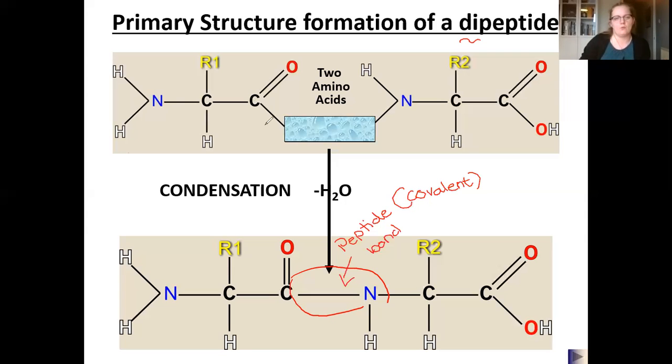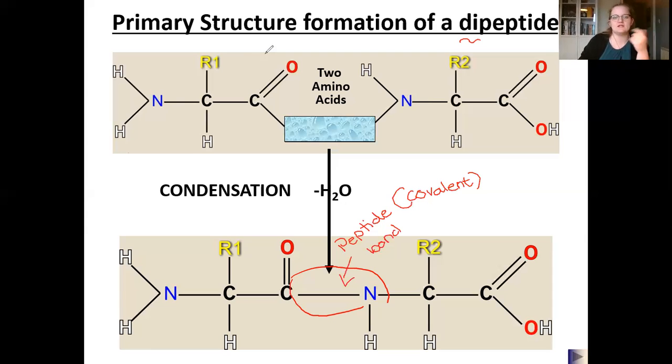the carbon from one amino acid to the nitrogen of the other amino acid. So we get a peptide, a dipeptide. And basically, this is our primary structure of a protein. And primary structure of protein is just amino acid joined to amino acid joined to amino acid.